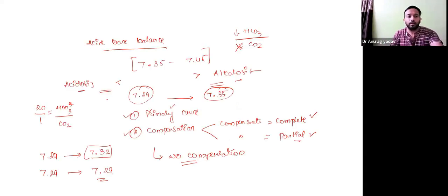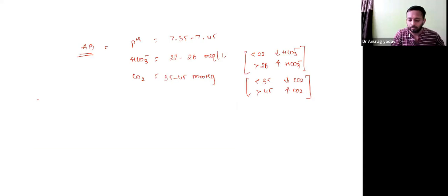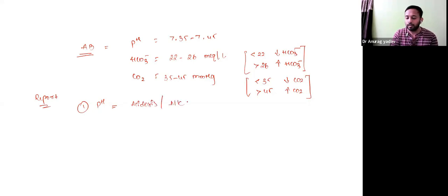When this kind of report is given to you, always remember you should follow one pattern. Whenever you see any blood gas analysis report, which one to see first, which second, and which third is very important. Always the first thing to see in any blood gas analysis is pH. Why is it important? Because you should identify whether the condition is acidosis or alkalosis. Always first you see pH.